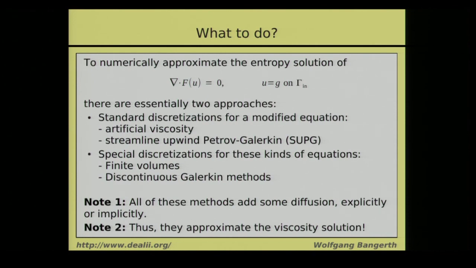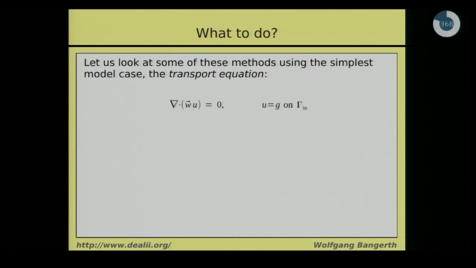And then there are other methods that use the original equations, but that use specialized numerical schemes. So for example, finite volumes and discontinuous Galerkin methods fall in this category. Now, if you look at all of these methods carefully, all of them somehow add some diffusion. Whether explicitly or implicitly, they always add some kind of diffusion. And the hope is, of course, that they approximate the viscosity solution. That's the physically correct one.